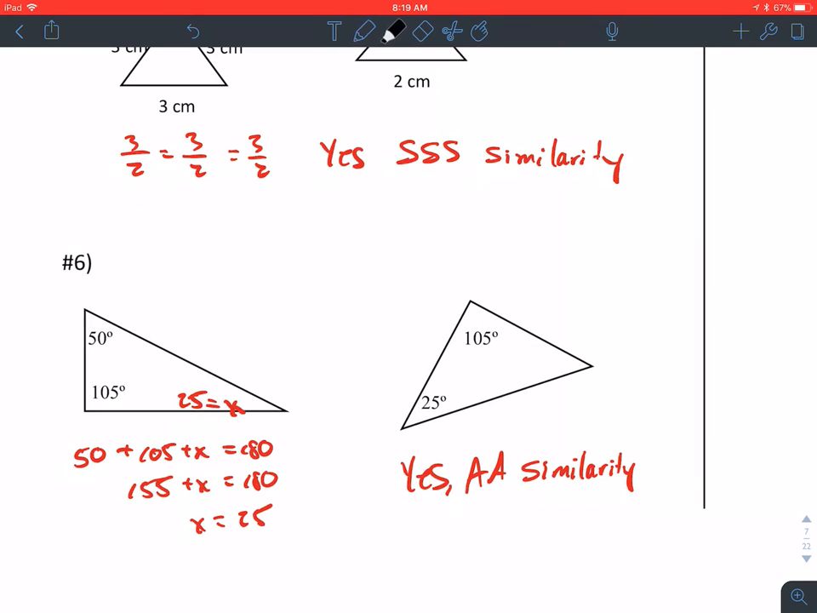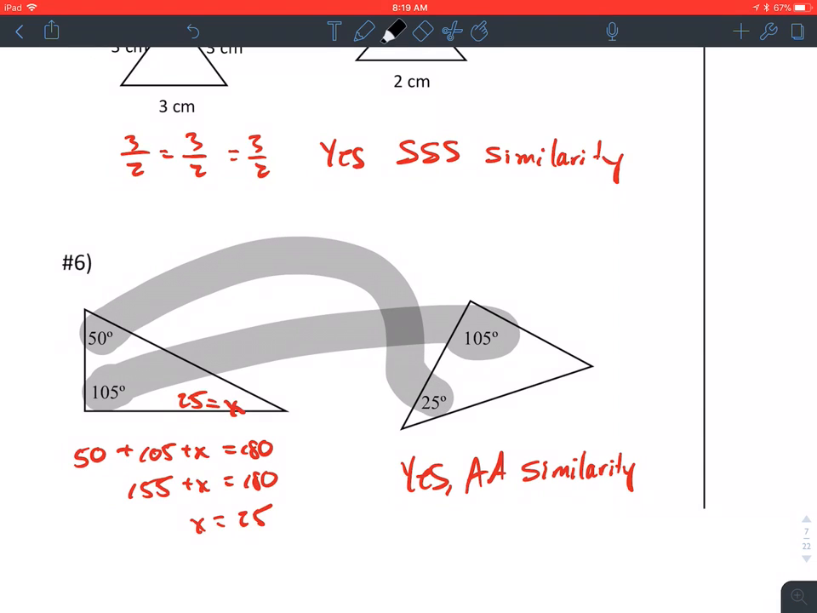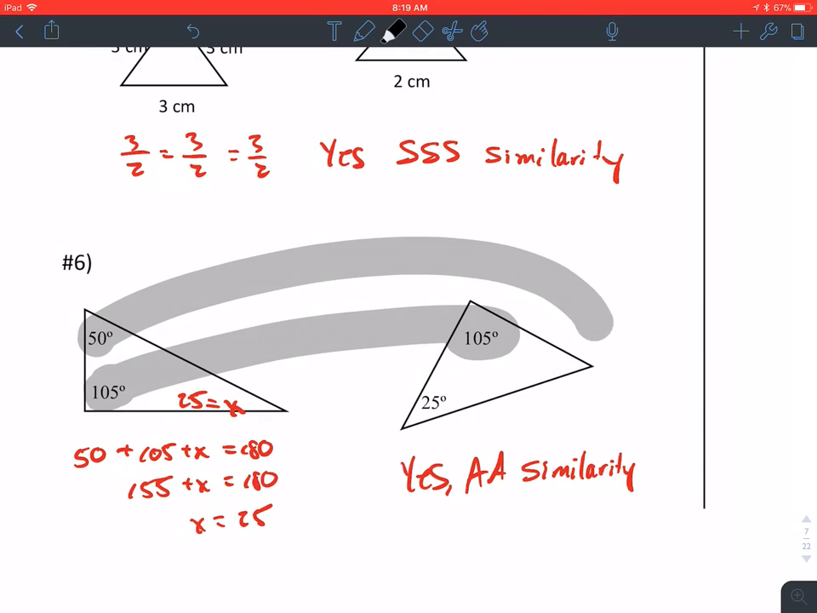Number 6, when you start comparing the angles, you got 105 and 105. Those match up. 50 doesn't match up to 25, but maybe it matches up to this angle. So it's hard to tell unless you know what that angle is.